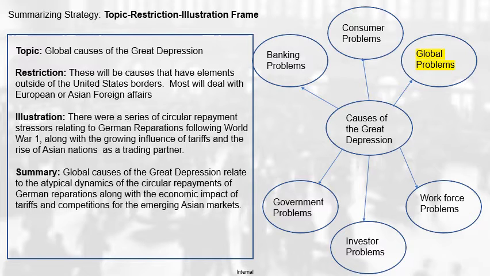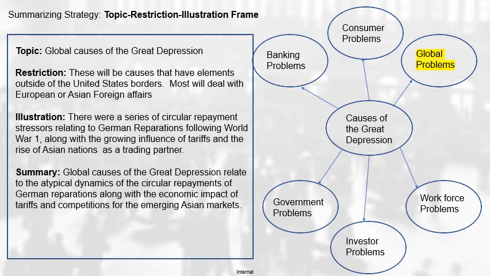We have opportunities then to talk about the global problems, which again takes us back to another summarizing strategy. That particular set of problems we thought was a little more conducive to the topic restriction illustration frame, which again kind of expertly guides the students through a process to take what's a rather detailed set of paragraphs and information and whittle it down to an overall overarching good summary.